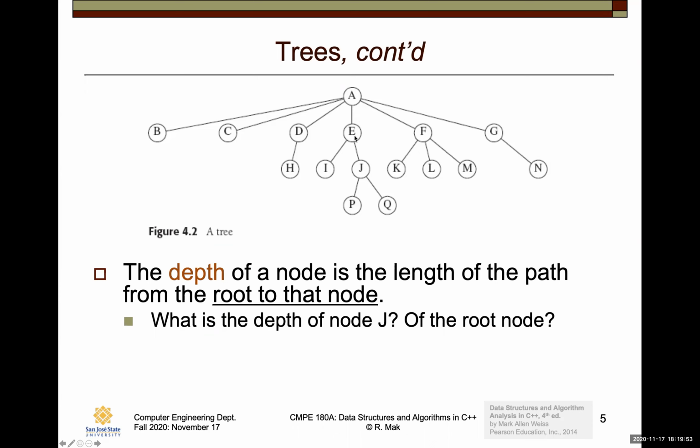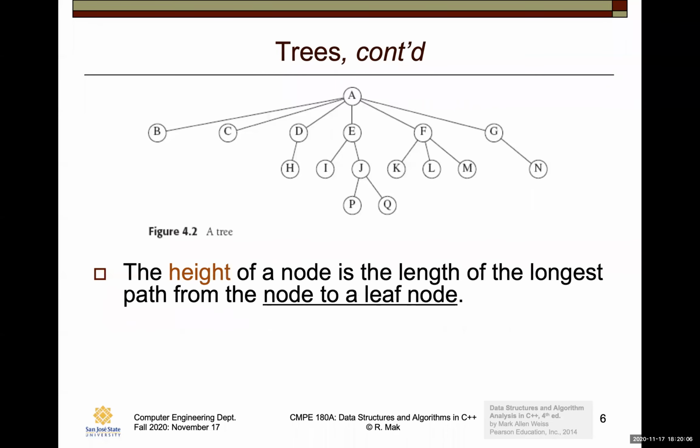The depth of E is 1. The depth of M is 2. So it's how far we are from the root, the length of the path from the root to that node. The height of a node is the length of the longest path from the node to a leaf node. So that's how high the node is from the leaves. Remember, the leaves are at the bottom.